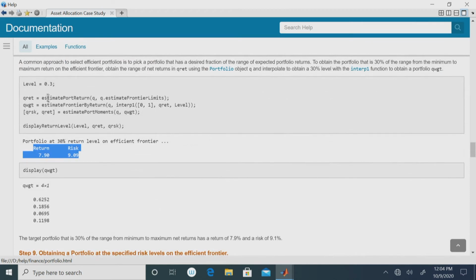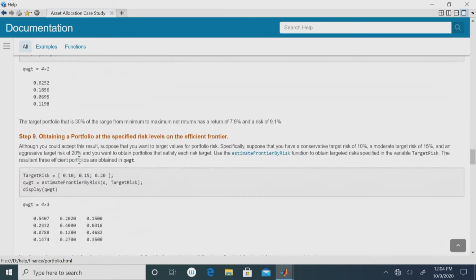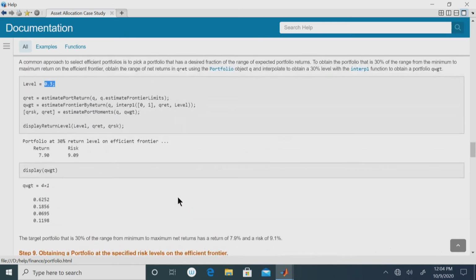But as I said, this is the nice thing about this inbuilt software: you are setting the level at 30% and you are free as an investor to set your level as per your choice. If you want extremely high returns, you can set the level to be 1, and then of course you will get the highest possible return, which of course comes with the highest level of risk. So the summary is that the portfolio at 30% is a return of 7.9% and a risk of 9.1%.